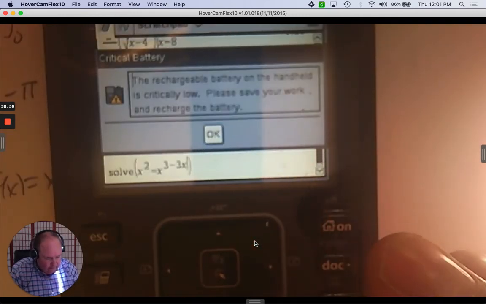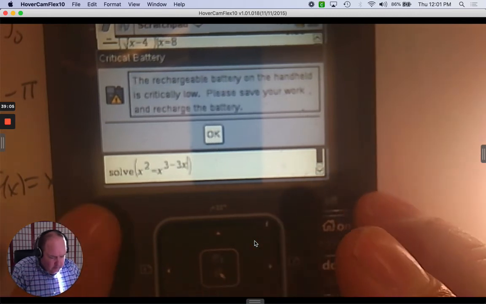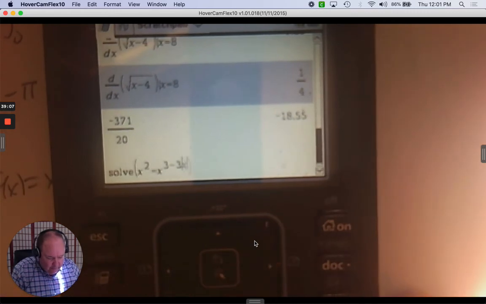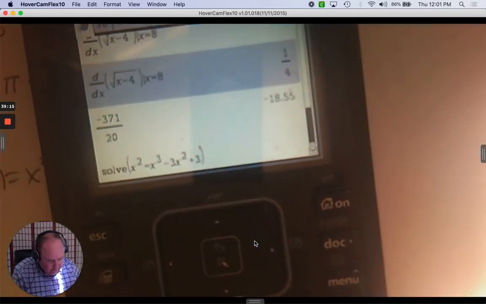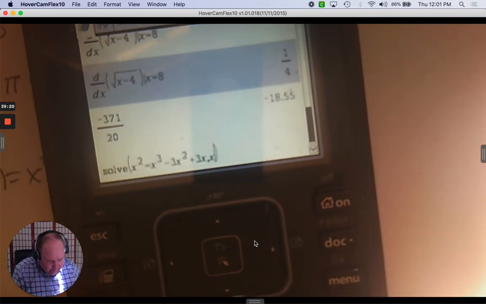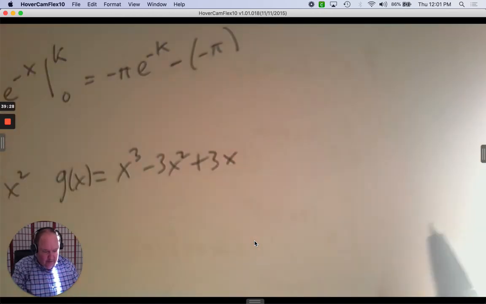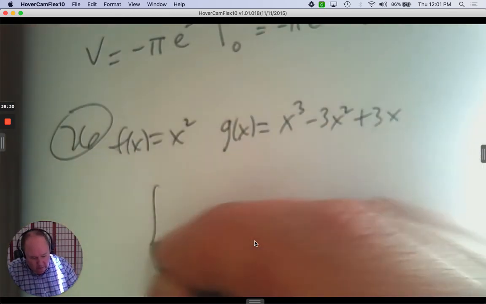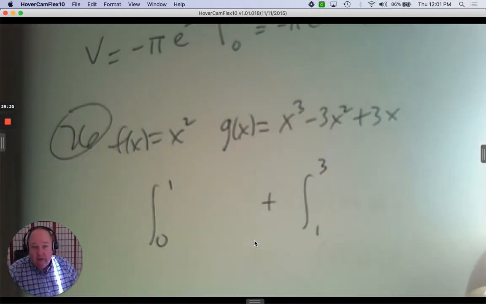Got it. I've got to plug this in. Let's see if I can get it done before my battery dies. So x cubed, subtract 3x squared, plus 3x, comma x. All right, so the x values are at 0, 1, and 3. So from 0 to 1, and then 1 to 3. So I'm going to go 0 to 1, and then 1 to 3. So those are my 2 integral setups.